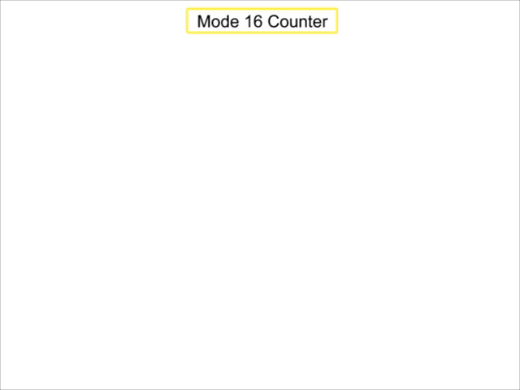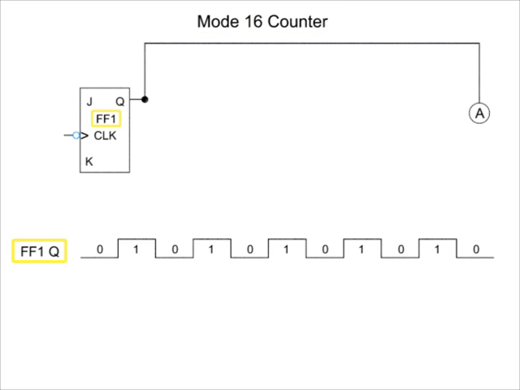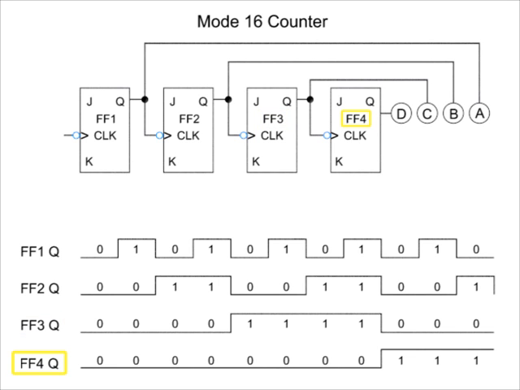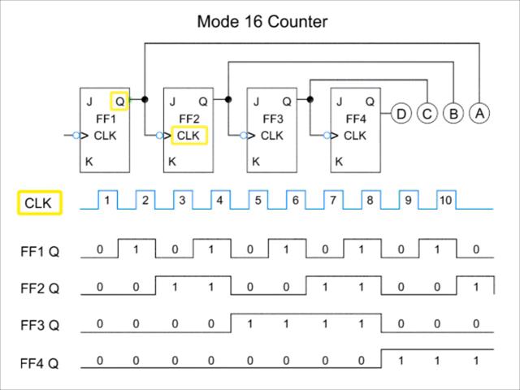A Mode 16 counter uses 4 JK flip-flops as diagrammed here. In this circuit, the output at Q becomes the clock input for the next JK flip-flop. Each JK flip-flop is open, thus they are set automatically to high or 1, which keeps them in their toggle position. The counter starts at 0, 0, 0, 0.